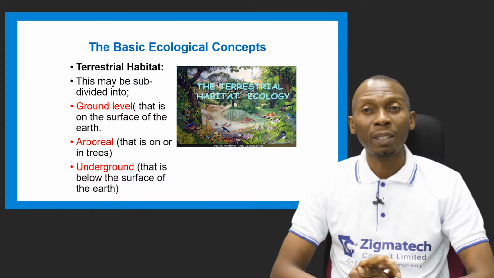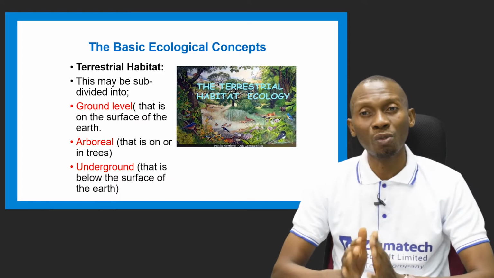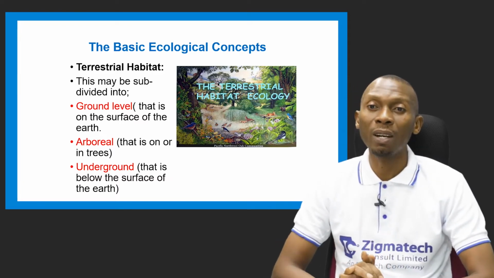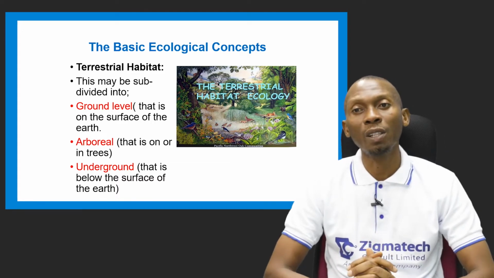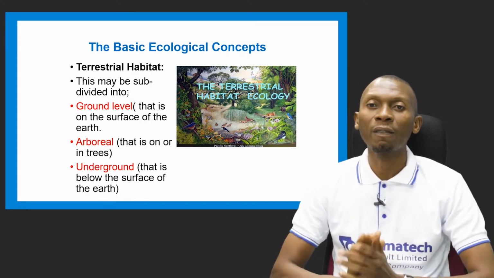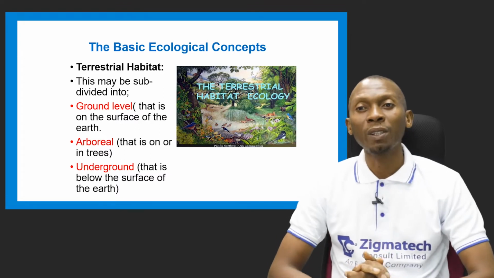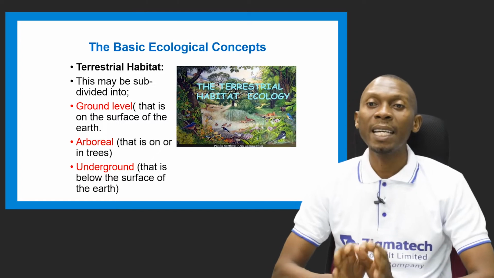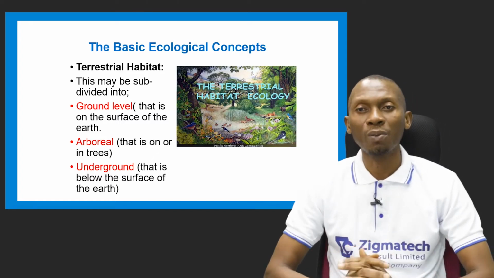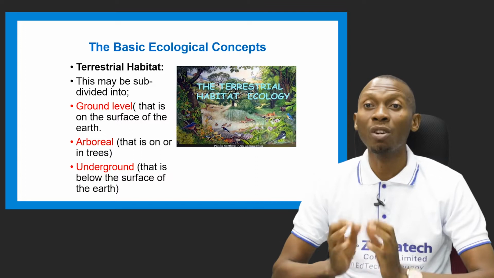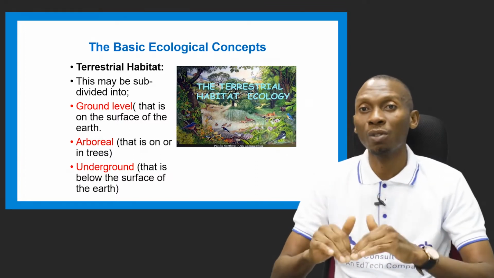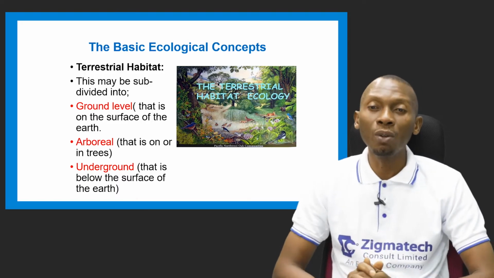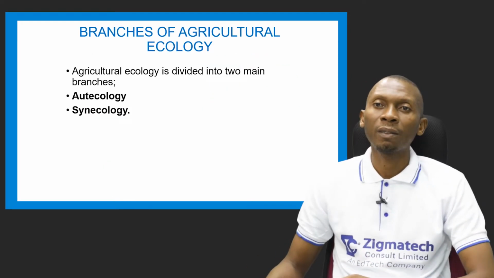Now, the terrestrial habitat can be divided into three levels. We have what is the ground level, the arboreal, and the underground level. Now, the ground level, of course, we know has to do with the surface of the earth, and arboreal has to do with located on trees, that's in trees or on trees. So when you hear arboreal, we're referring to trees, a habitat located in trees or on trees. Then we also have underground that has to do with being below the surface of the earth.